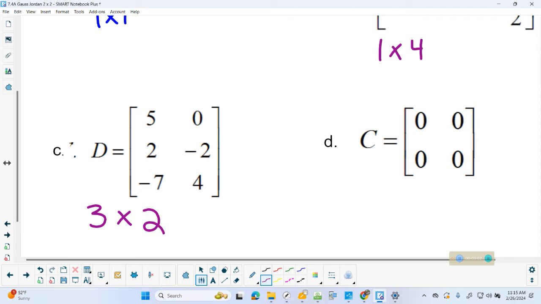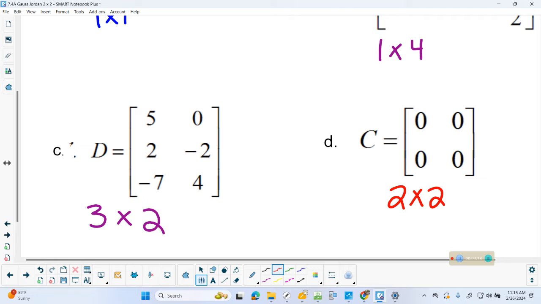All right, D, what do you got for, this is easy, what's the size of D? 2 by 2, 2 rows, 2 columns. This is what we call the zero matrix. Because everything's got 0. I know, it's very exciting stuff. Now, again, working our way up, baby steps.